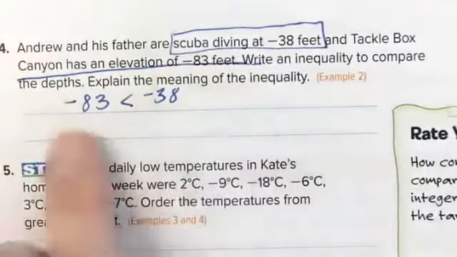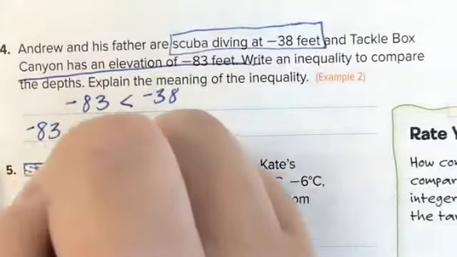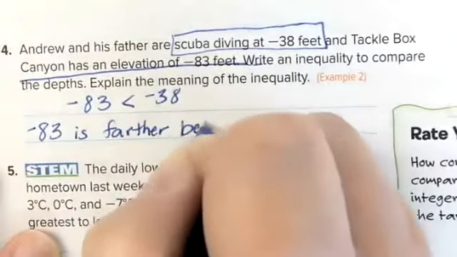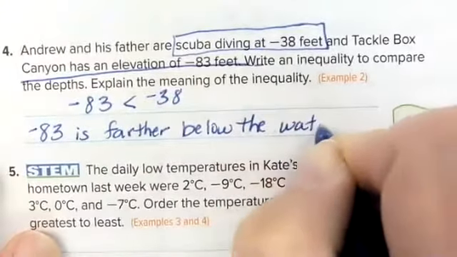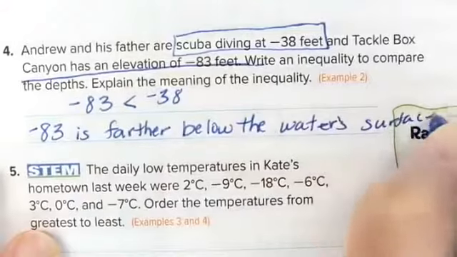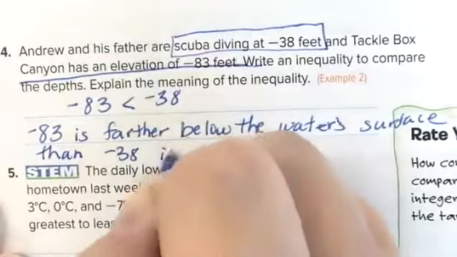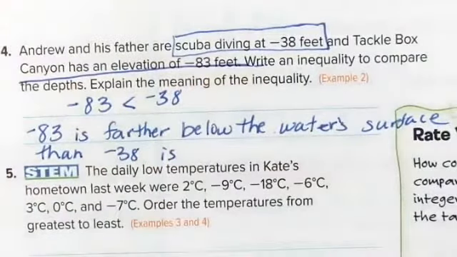So explain the meaning of the inequality. So -83 is farther below the water's surface, we should say, than -38 is. So 83 feet below is obviously deeper than being 38 feet below.